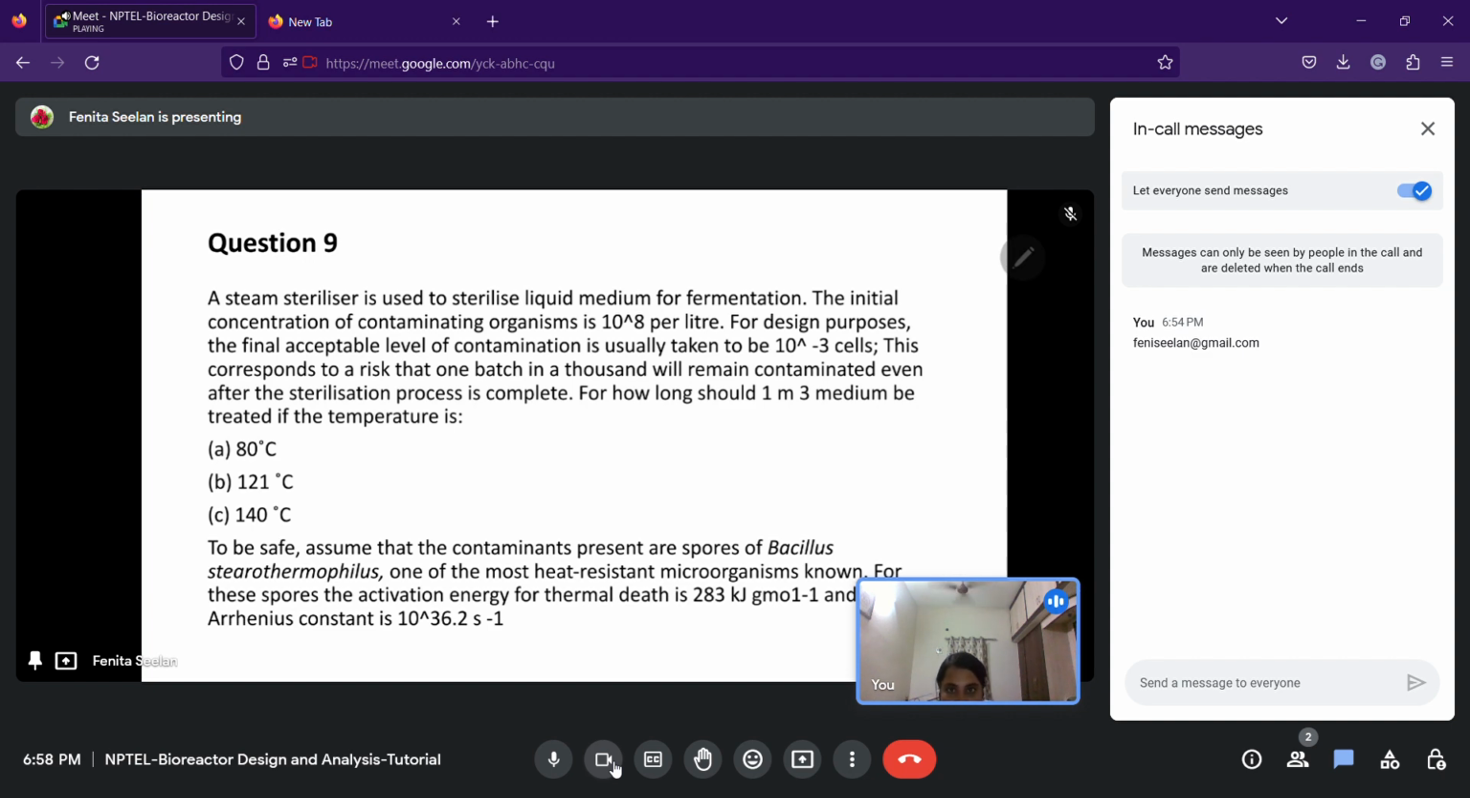Please take a few minutes to read the problem, and we will be solving it soon. Go through the problem and understand it. I hope you understand the theory behind this question. At various temperatures, you are asked to find how long it will take to sterilize the given volume of media. So we'll take a few minutes and then start solving the problem.